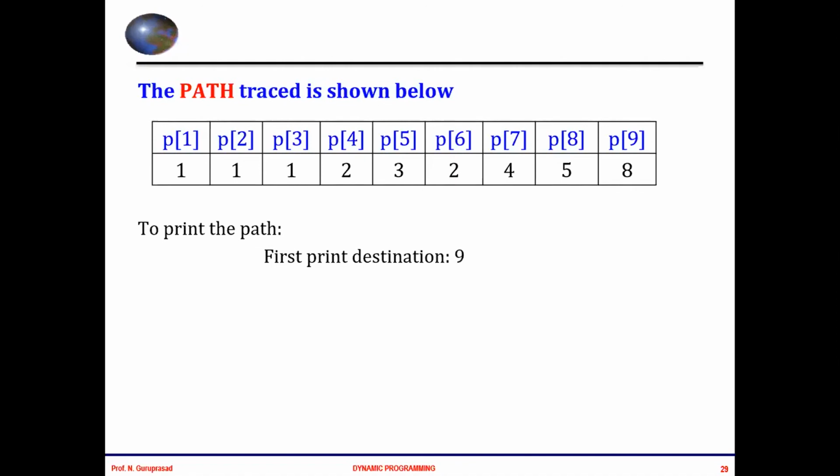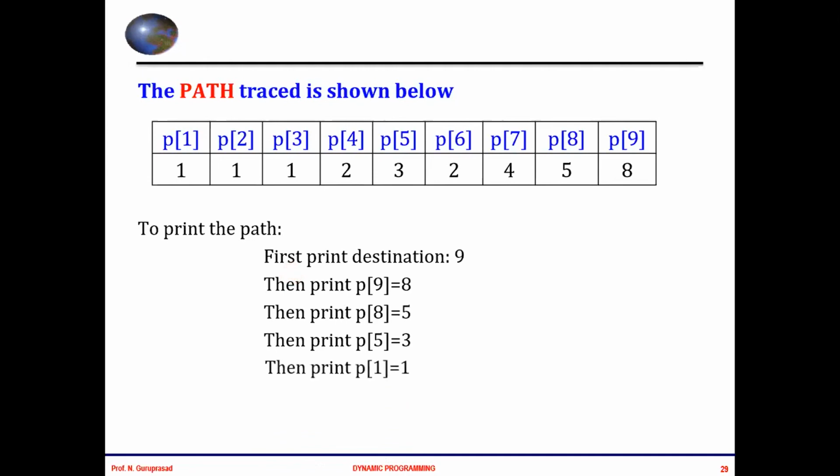Okay, so first print the destination, that is 9, right? And then what is P of 9? Can you tell me? P of 9? 8. So I will print P of 9 as 8. What is P of 8? Yeah, that is 5. So I'll print it as 5. What is P of 5 then? P of 5, exactly, it is 3. And what is P of 3?